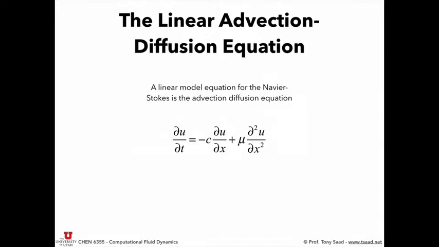Okay, and the nonlinear version of this equation, known as the Burgers' equation, would have a u over here rather than a constant speed. So you'd have a nonlinear term for the advection term. Okay?